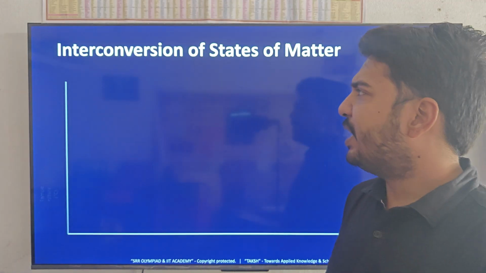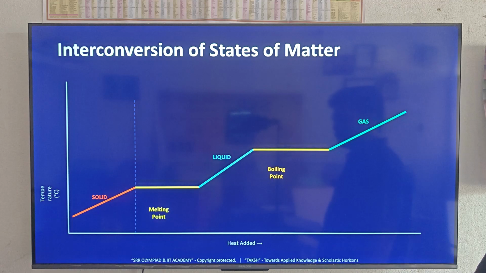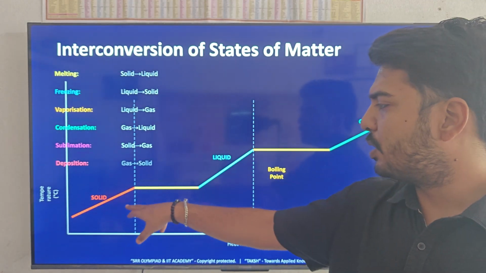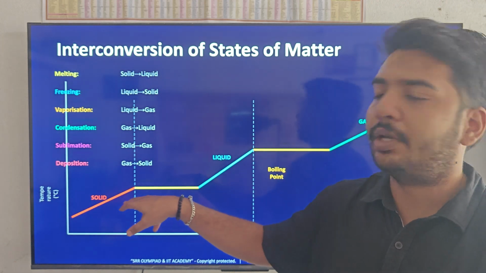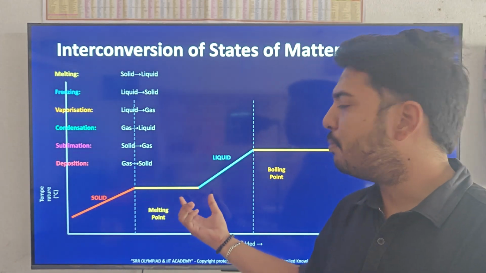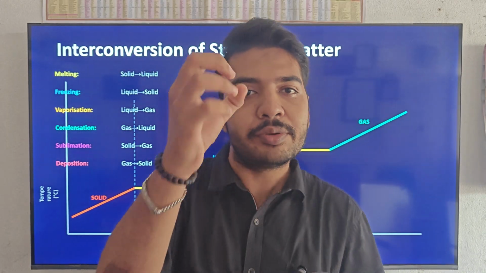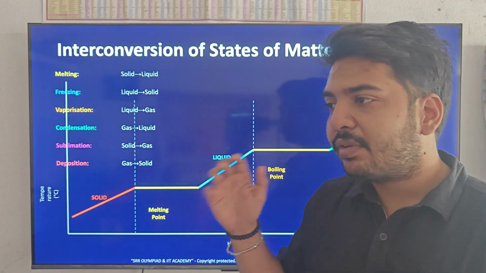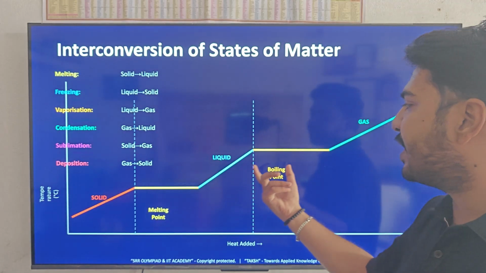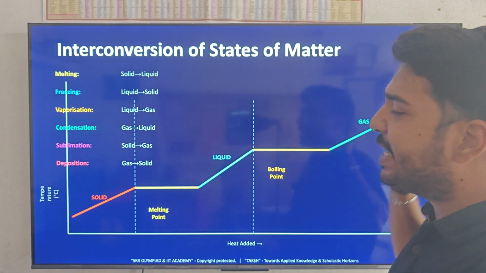So next thing, interconversion of states of matter. See how it is going on. A solid will be converted into liquid on reaching its melting point, okay. A solid needs to melt down so that it converts its physical state into a liquid. When a liquid gets to its boiling point, it gets converted into gas, okay.